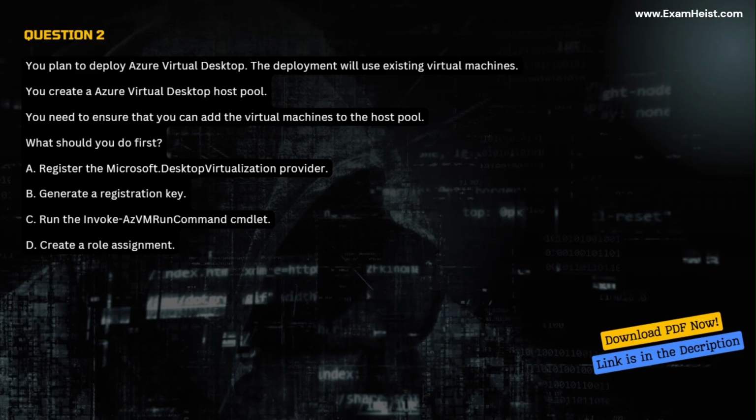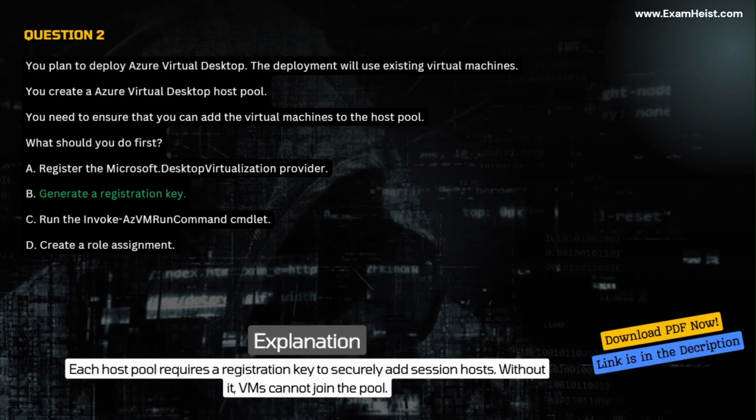A. Register the Microsoft.DesktopVirtualization provider. B. Generate a registration key. C. Run the Invoke-AzVMRunCommand cmdlet. D. Create a role assignment. Correct answer: B. Generate a registration key. Explanation: Each host pool requires a registration key to securely add session hosts. Without it, VMs cannot join the pool.